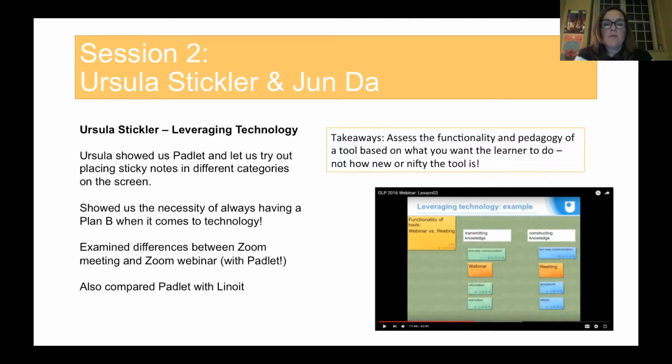She compared Padlet with Linoit. And the takeaway from that was to always assess the functionality and the pedagogy of a tool based on what you want the learner to do, not on how new or nifty the tool is. So we've heard about backward design several times throughout this webinar, looking at what do you want the learner to accomplish, and then working backwards from there to give them the tools that they need to accomplish that task. And how can you take the online tool and leverage it so that students are gaining something from it that they couldn't necessarily gain from simply using the textbook.